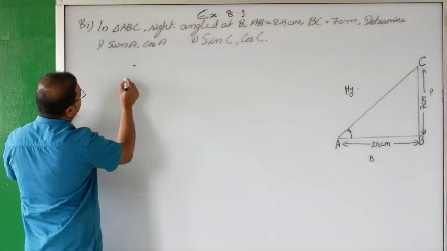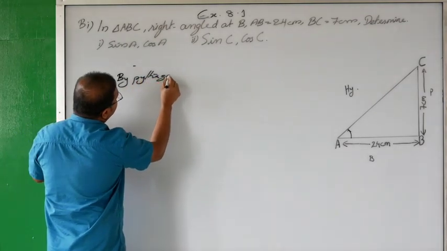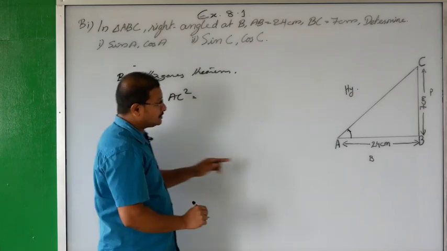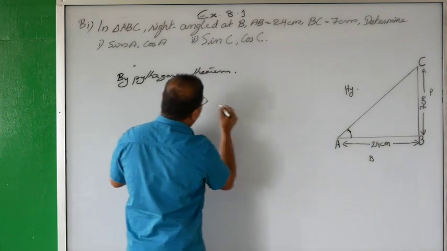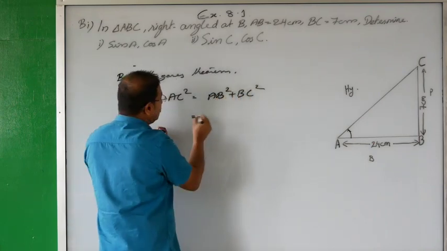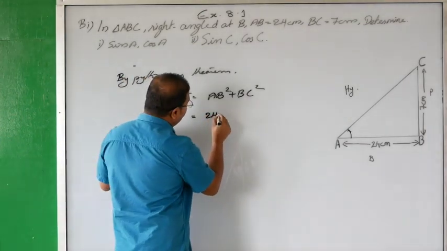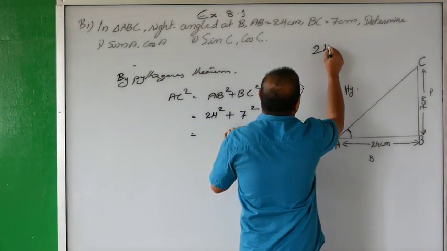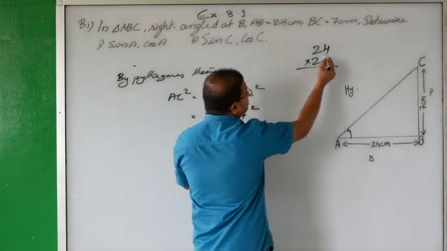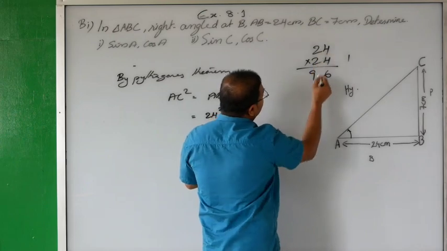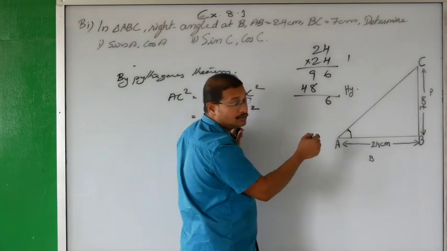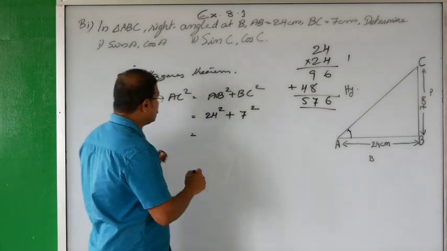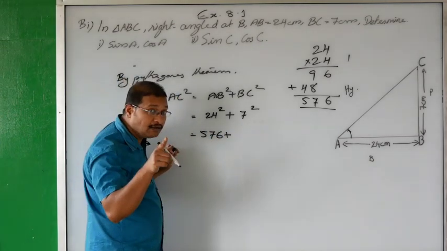Ready? So by Pythagoras theorem, longest side square, that means AC square equals AB square plus BC square. Put the values, AB is 24, so 24 square plus BC 7, 7 square. Let's find 24 square, so we take 24 into 24. 4 fours are 16, 1, 4 twos are 8 plus 1, 9, 4 twos are 8, 2 twos are 4, we are getting 576. Plus 7 square, 7 sevens are 49.